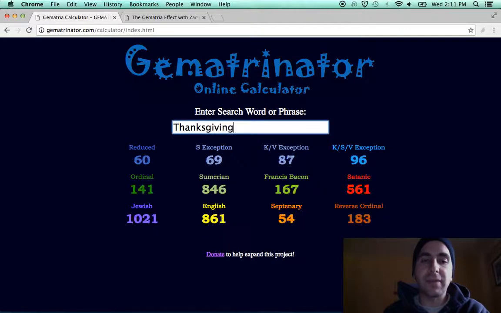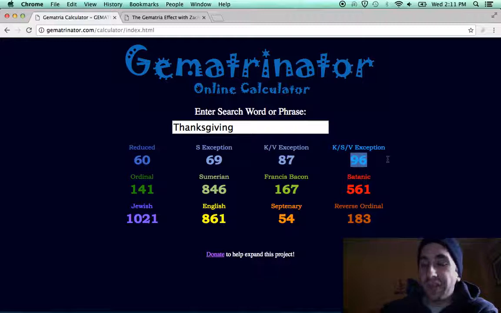Let's do Thanksgiving. Notice, Thanksgiving reduced is 60. Thanksgiving with all of the exceptions is 96. And if you look up the official story of Thanksgiving, supposedly they left Plymouth Rock on September 6th. 9-6. But anyway, V is the 22nd letter. V can be worth 22 or 4. V, the other master number that doesn't need to be broken down. You have the option 22 or 4.